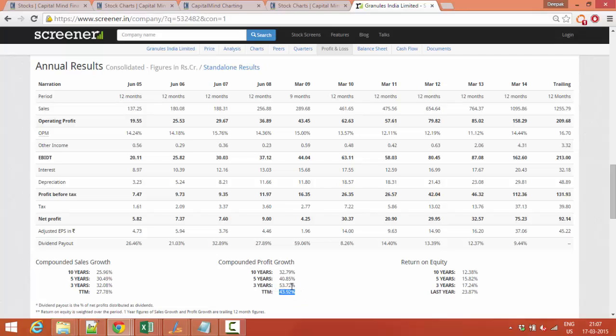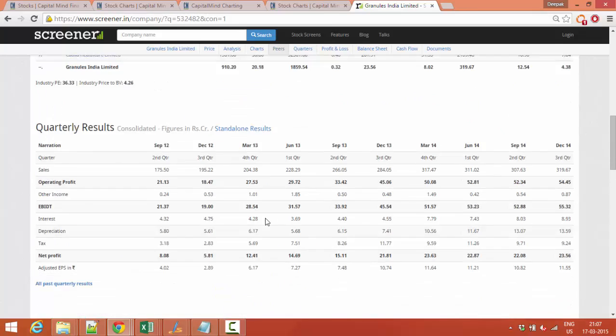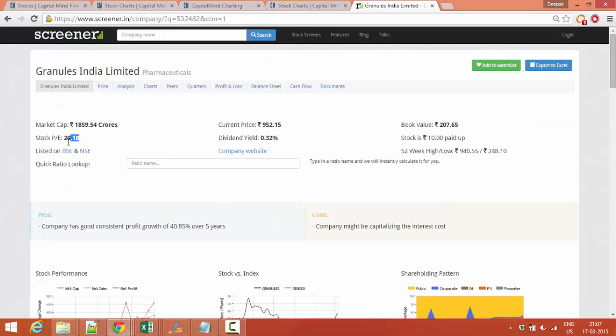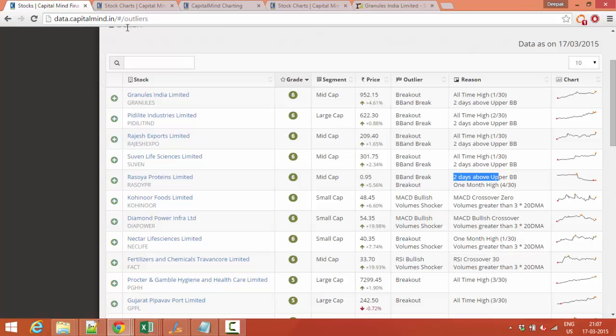Profit growth, and you can see the numbers look pretty good here. So 32, 40, 53, 43. We're talking fairly good results for Granules India. So given the fact that it's a lower PE, and the entire sector is being rerated, that's pharmaceuticals, it looks like this might be among our top next set of choices.